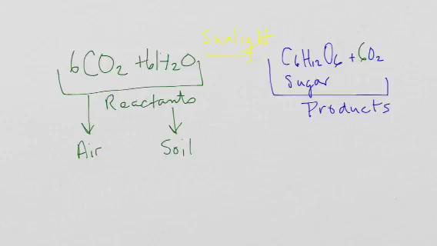What does the plant do with the sugar? Where does it go? First of all, the plant stores it in its roots, but essentially the glucose's job is to be used as food for the plant, right? That's what the plant ends up eating.